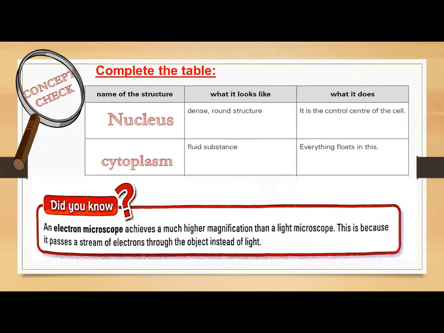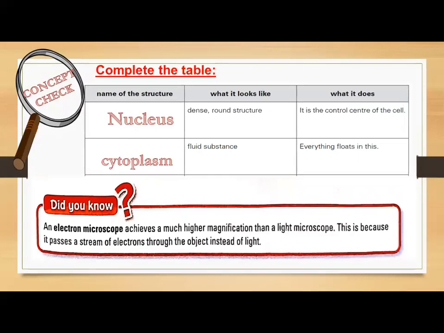Now an interesting piece of information for you: an electron microscope achieves a much higher magnification than a light microscope. It means that an electron microscope gives images magnified millions of times more than a light microscope. This is because it passes a stream of electrons through the object instead of light.